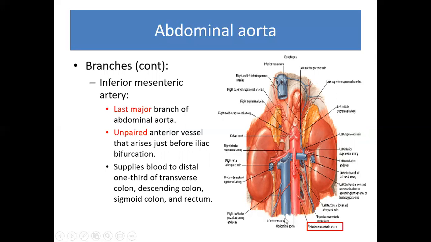Before the abdominal aorta divides into two. It supplies the distal one-third of the transverse colon, the descending colon, the sigmoid colon, and also the rectum.